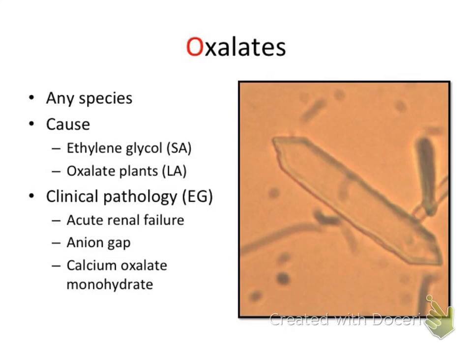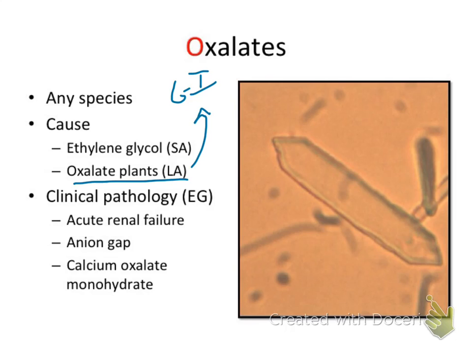Oxalates are metabolites of ethylene glycol, or they can be ingested by eating oxalate-containing plants. When large animals eat oxalate-containing plants, the oxalates bind calcium within the gastrointestinal tract, and the calcium is not absorbed.